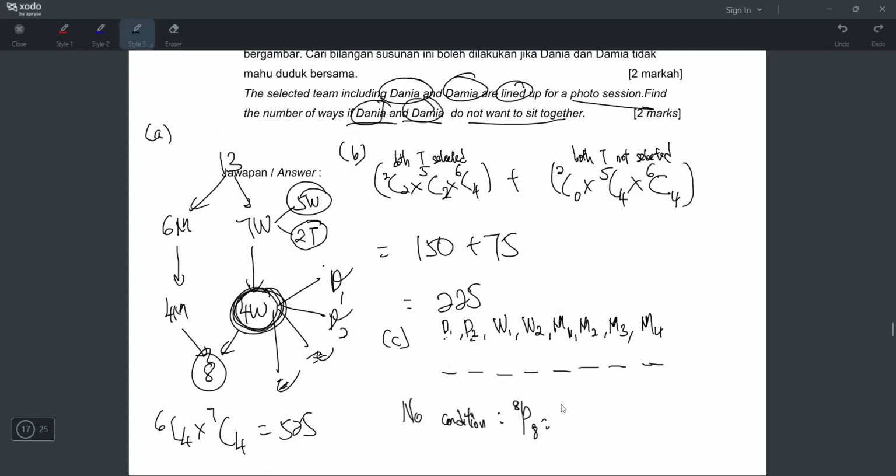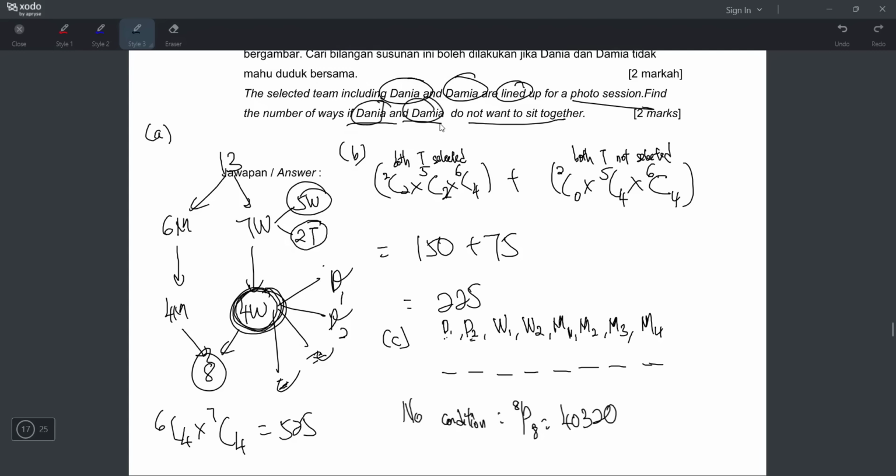Okay, so itu kalau no condition. No condition means the twins together pun boleh, tak together pun boleh, campur pun boleh, apa pun boleh. That's the meaning. But the soalan ask for Dania, Damia not together, right? Okay, you jangan buat yang not together. Habis tu buat apa? Okay, you buat yang Dania, Damia together.